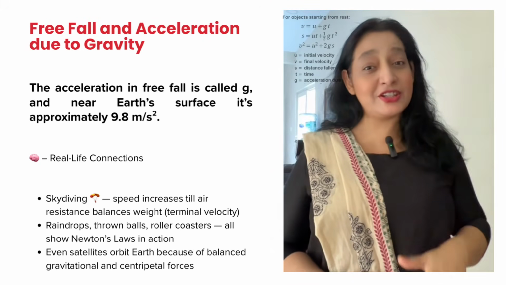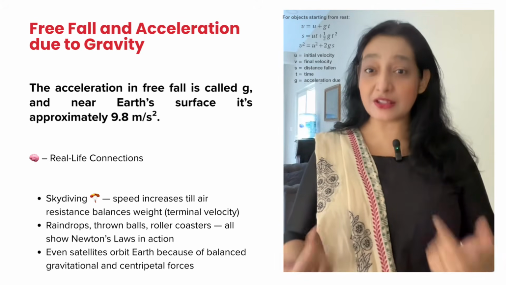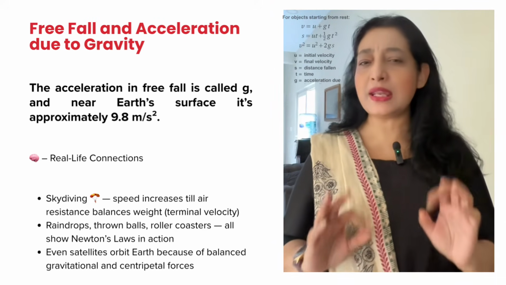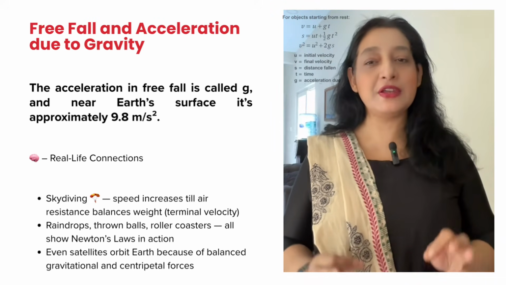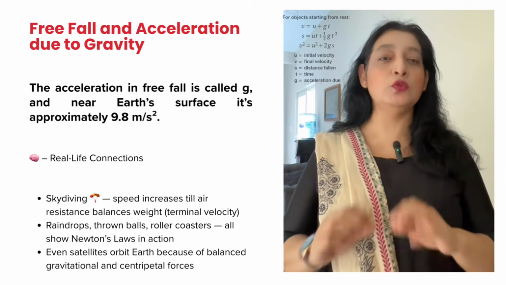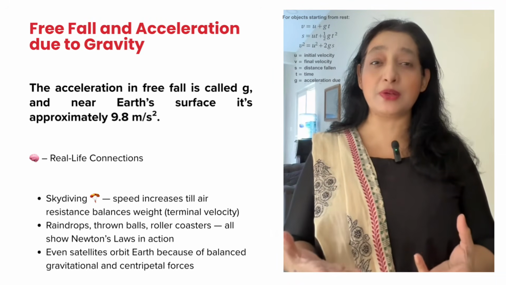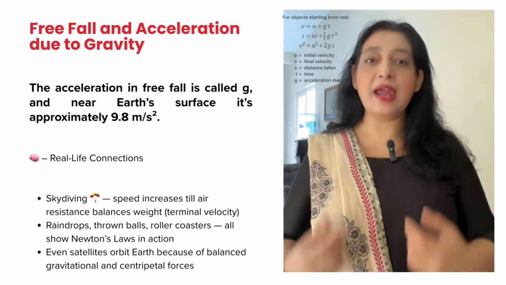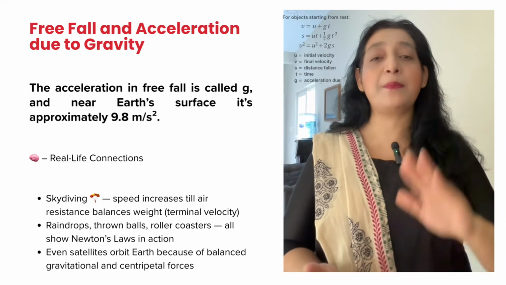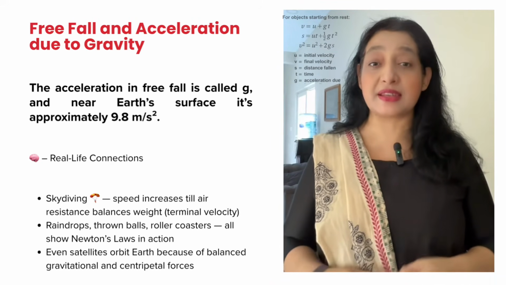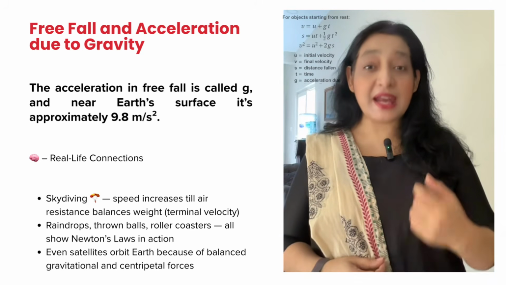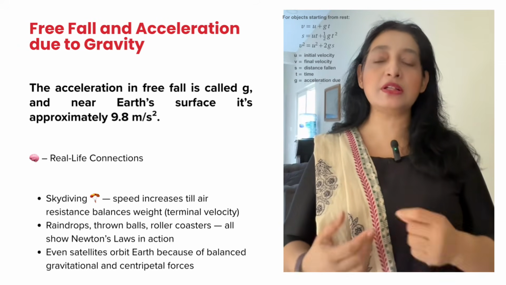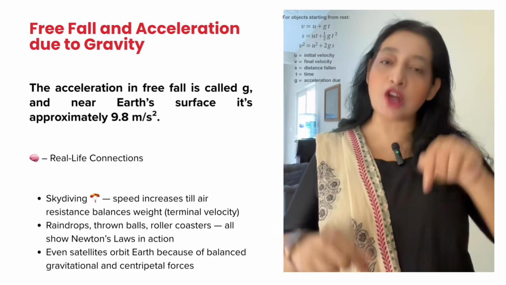Free fall and acceleration due to gravity. Now, when an object falls under the influence of only gravity, it's called free fall. No air resistance, no friction, just gravity pulling it down. The acceleration in free fall is called g, and near Earth's surface, it's approximately 9.8 meters per second squared. That means every second the speed increases by about 9.8 meters per second downward.